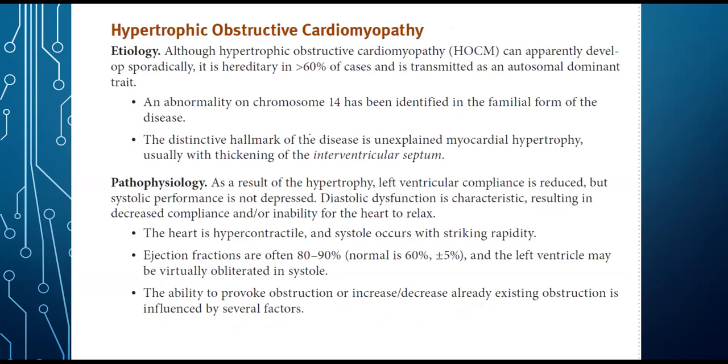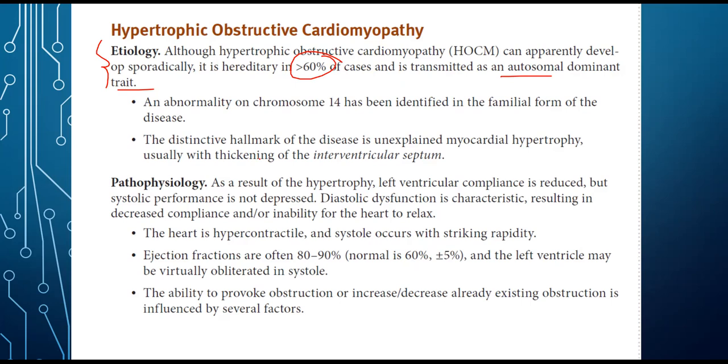The next one is hypertrophic obstructive cardiomyopathy. Very important topic for the exam. So, HOCM can happen without any known hereditary problem. But in 60% of cases, it can be transmitted as an autosomal dominant trait. So family history can be an important factor here.